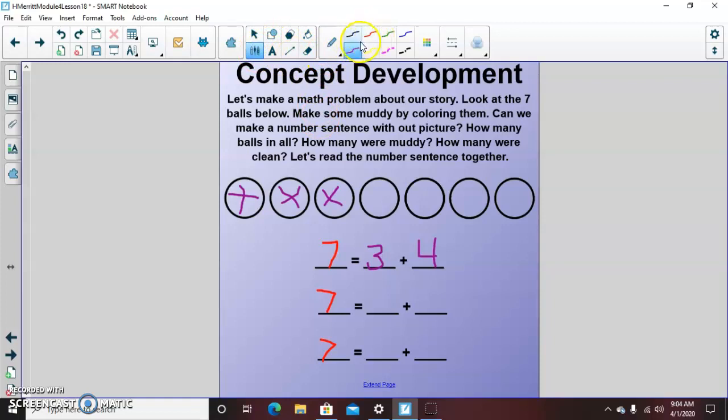Okay. Now, I want you to cross out one more. Someone came along and kicked one more in. And then another friend came along and kicked another one in. Oh, so let's see how many muddy ones we have now. 1, 2, 3, 4, 5. Okay, so 7 equals how many muddy? 5. Plus how many aren't muddy over here?